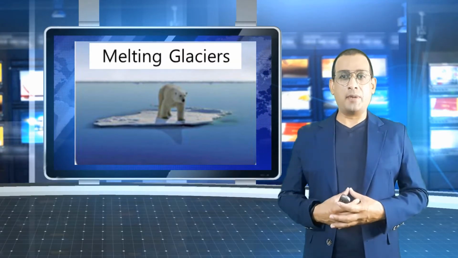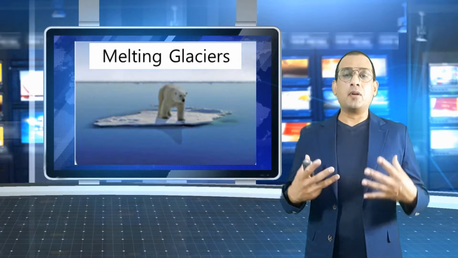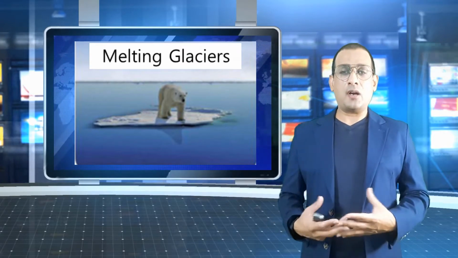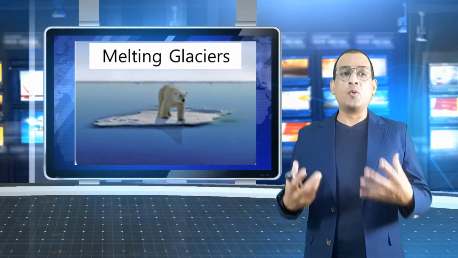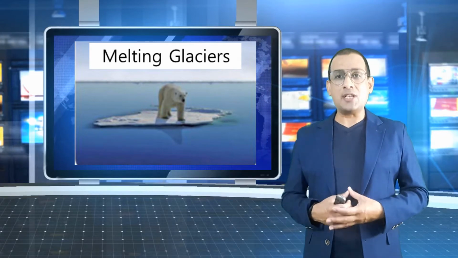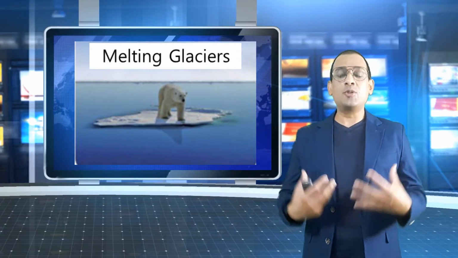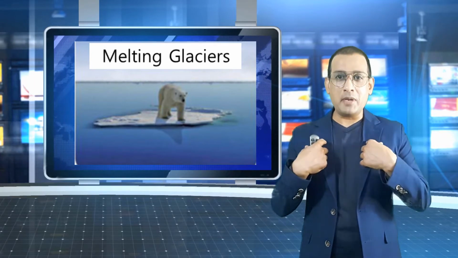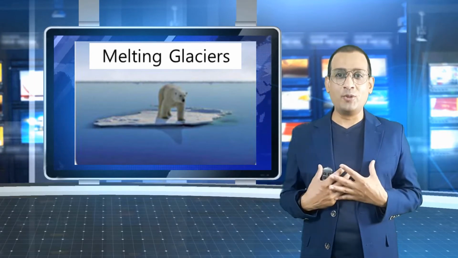Look at picture number 3. You see a lonely bear standing on the ice, and we call it global warming. Why? Because the glaciers are melting. So we call it melting glaciers. Student, we need to save the environment. Me and you, we all have to do that.